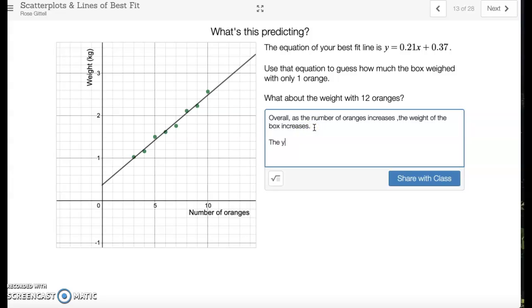Okay, so the y-intercept is the constant, 0.37, a little below 1 over here where the graph intersects the y-axis. And that's going to be the initial value. So it's going to be the weight of the box when there are 0 oranges.